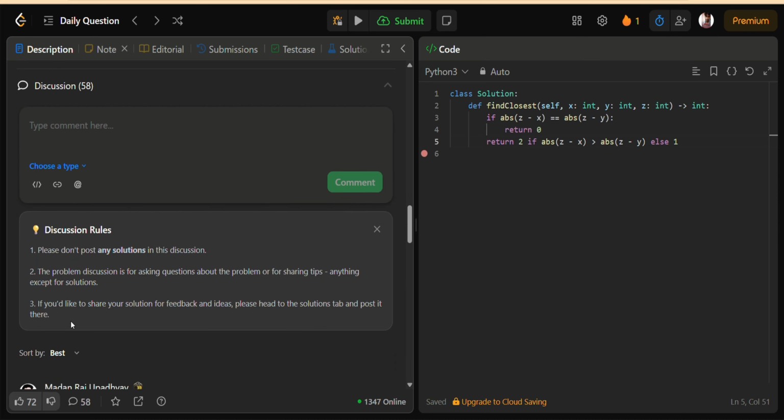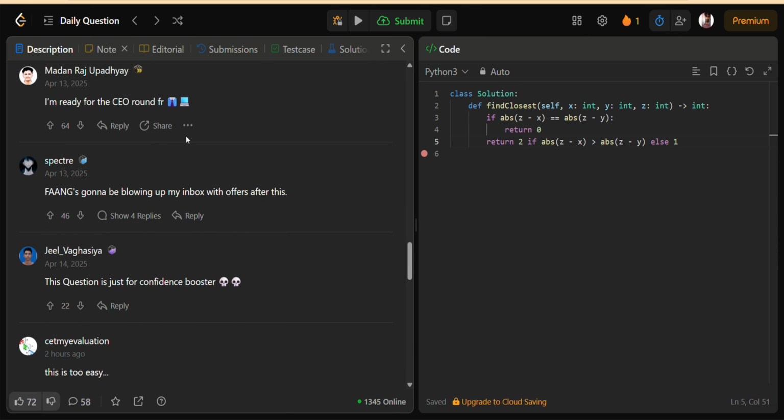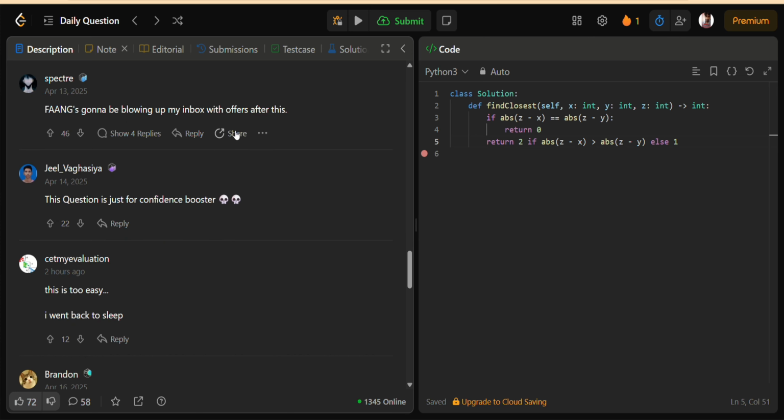And that wraps up our discussion on LeetCode 3516, Find Closest Person. A short and sweet problem, but one that reinforces core problem-solving skills.